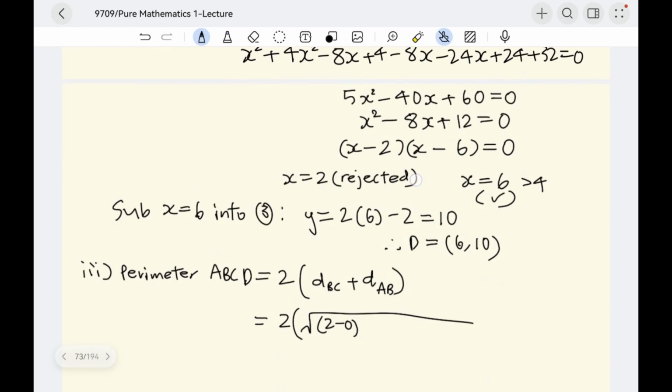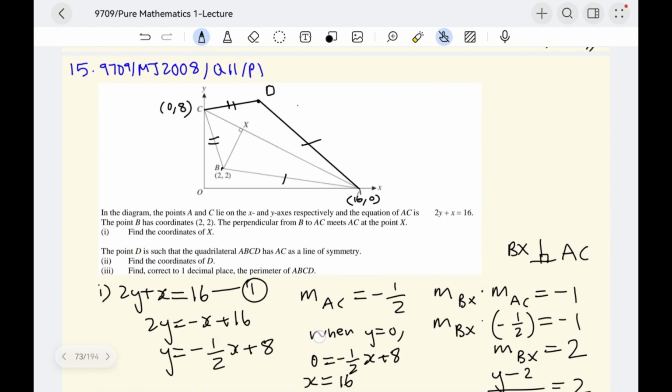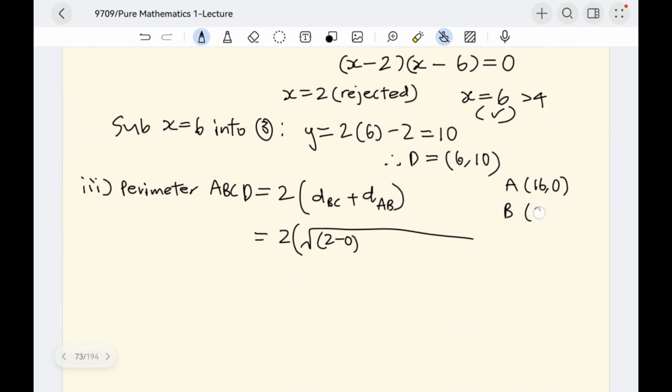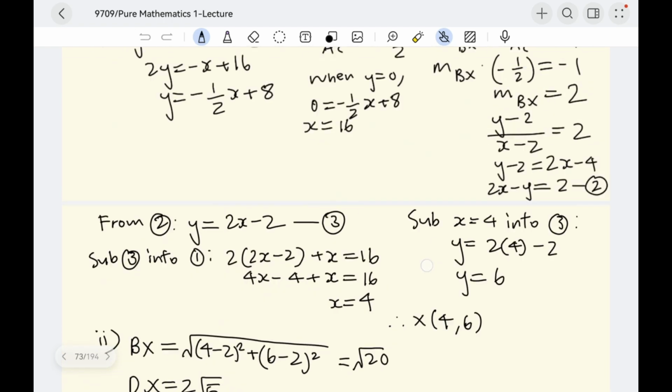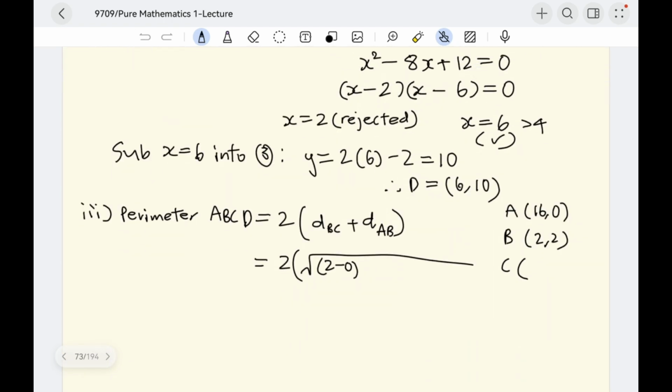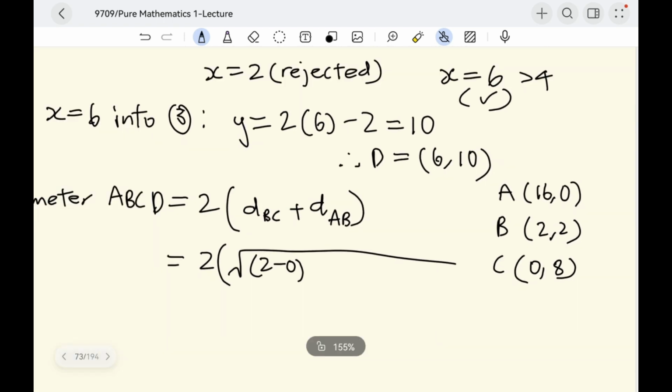Alright, now I have the coordinates of A, I have the coordinates of B, and the coordinates of C, which is 0, 8. So the square root of (2 minus 0) squared plus (2 minus 8) squared. Take the square root for the distance BC.